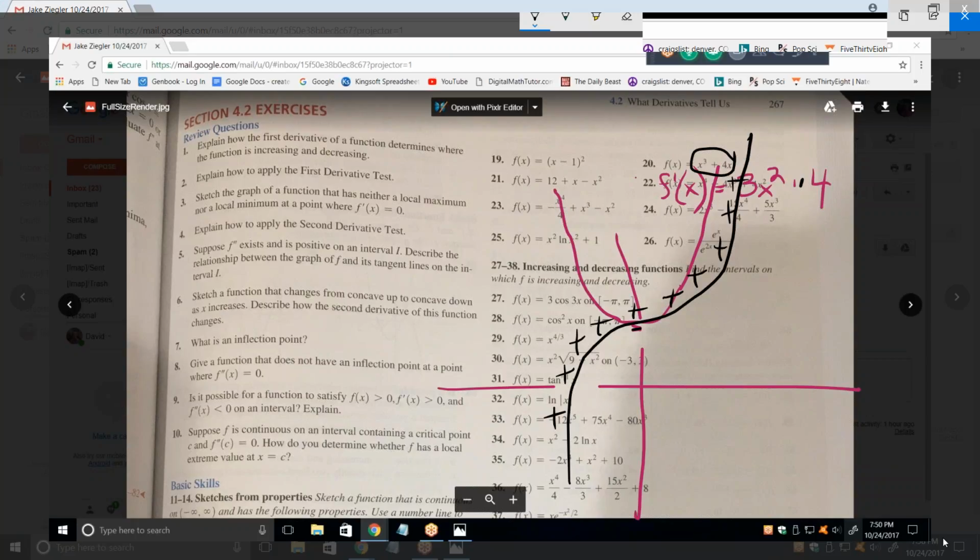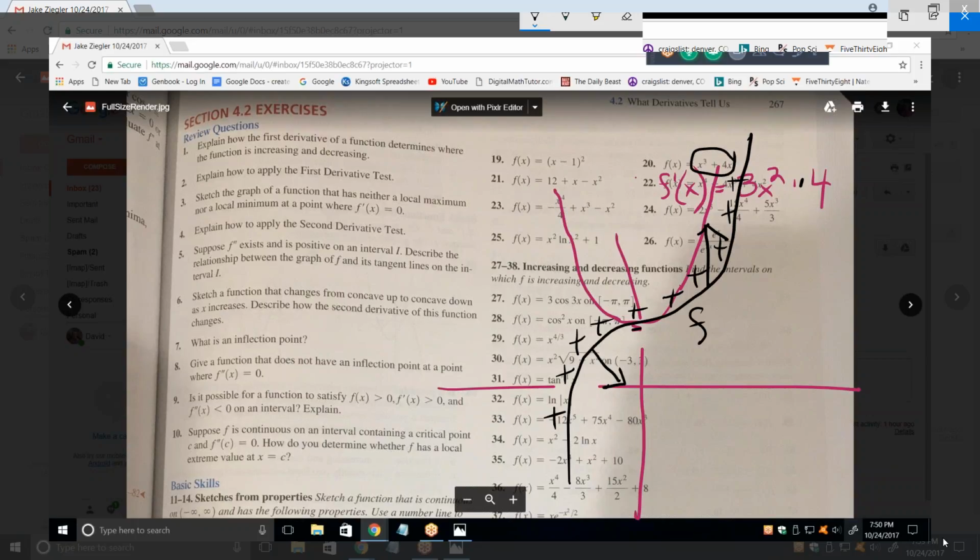Okay. Now, if the black is the original function, it's concave down there. It's concave up there. That means that the original function, the second derivative would be negative where my arrow goes down. It would be positive where my arrow goes up.